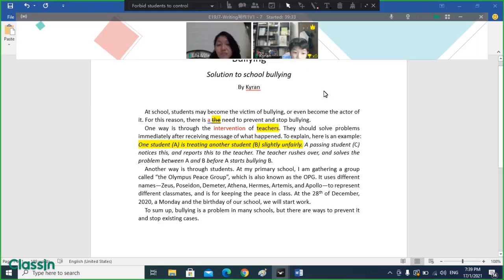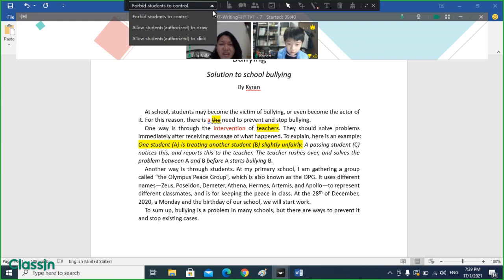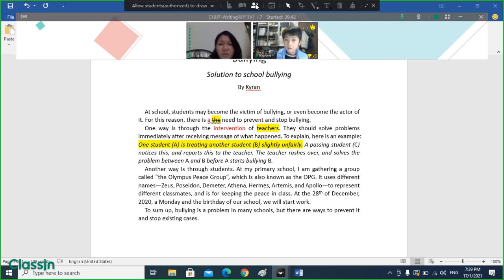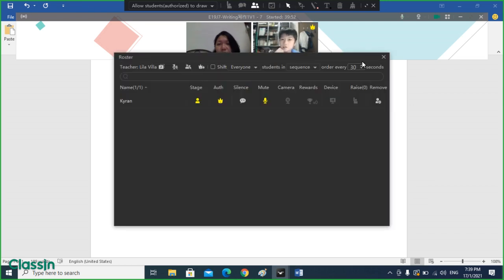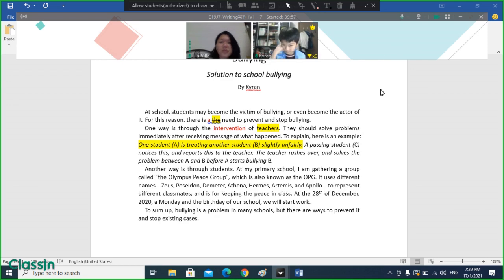So here in the highlighted sentence, how would you... Wait, I can't draw again. Yeah, it's because I need to authorize it. That's how the class works. I need to make authorization every time we shift scenes. That is weird. Yeah, it's quite because it's more complex than Zoom.